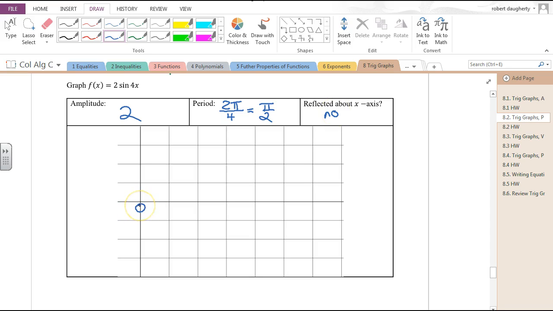So if this is 0, count out 4 spaces. 1, 2, 3, 4. What is this? Pi over 2. Okay. So what is 1/2 of that? Pi over 4. What's 1/2 of that? Pi over 8. So this is 1/8, 2/8. What is this? 3/8, and that's 4/8. Okay.